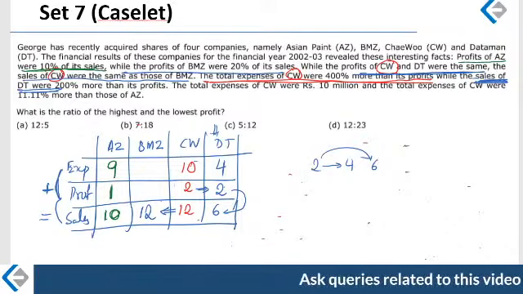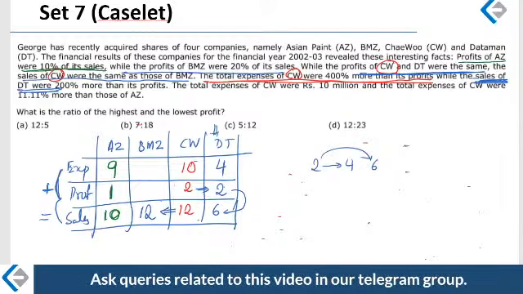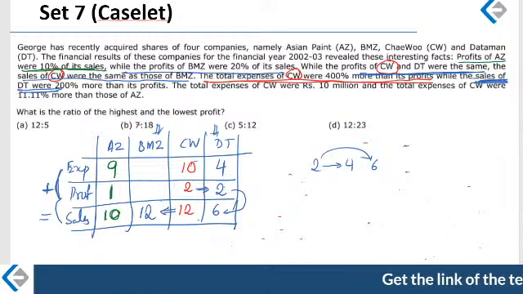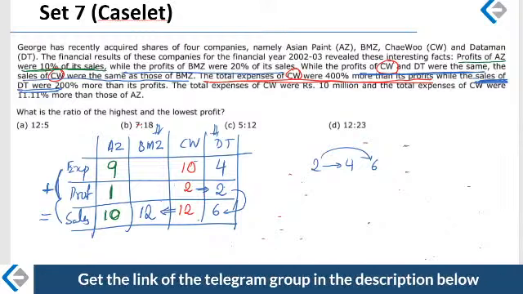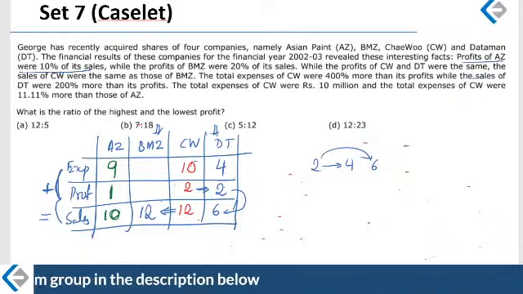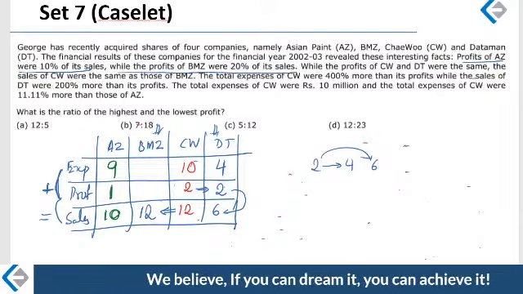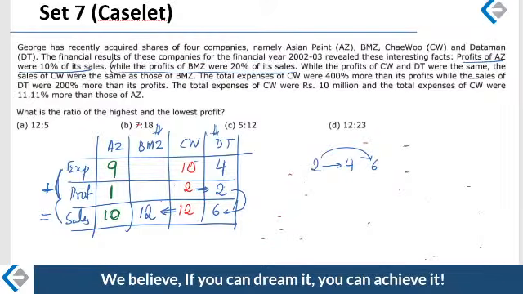Now let me go back to some of the statements in the beginning, if anything is left, because we need to fill this chart. Let's see where the reference to BMZ is, and then we'll close it. Let's quickly come back here. The profit of AZ was 10% of its sales. That's taken care of.